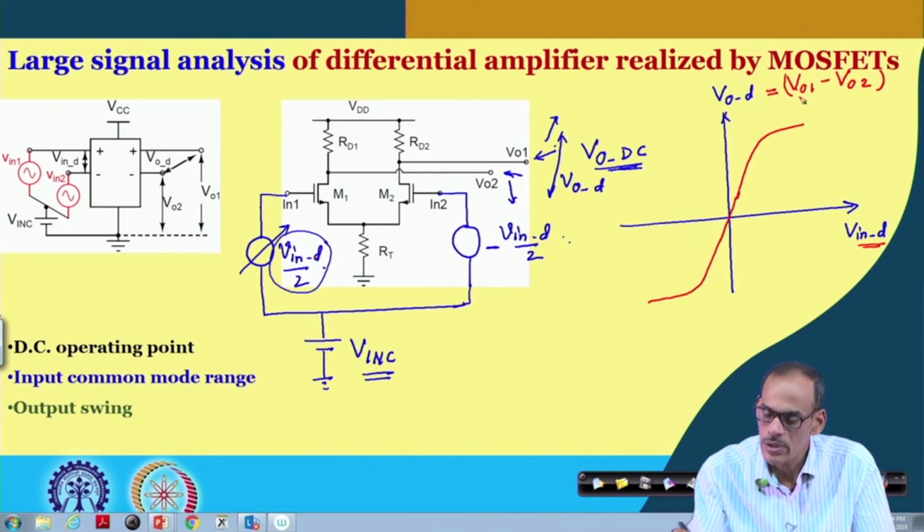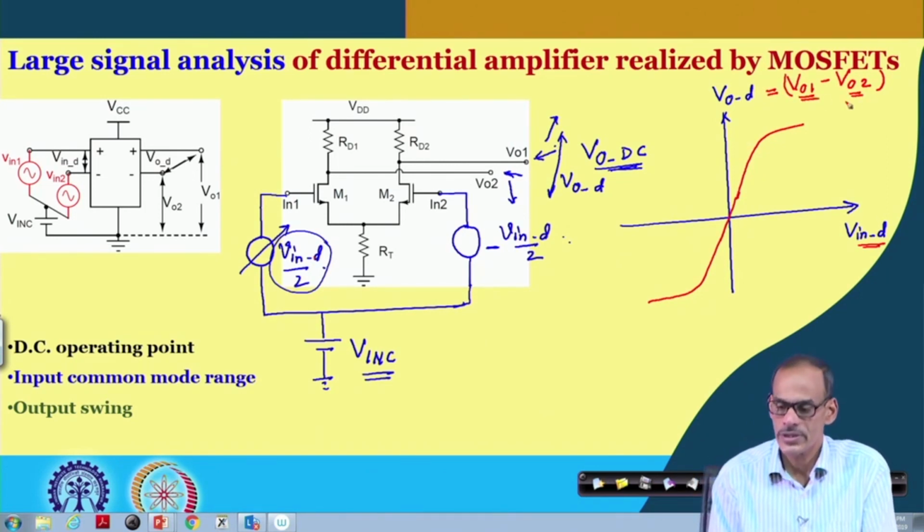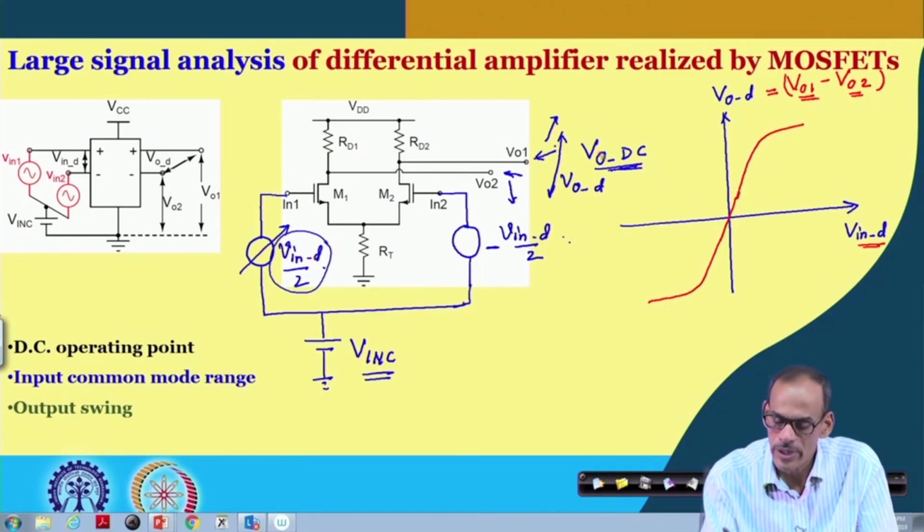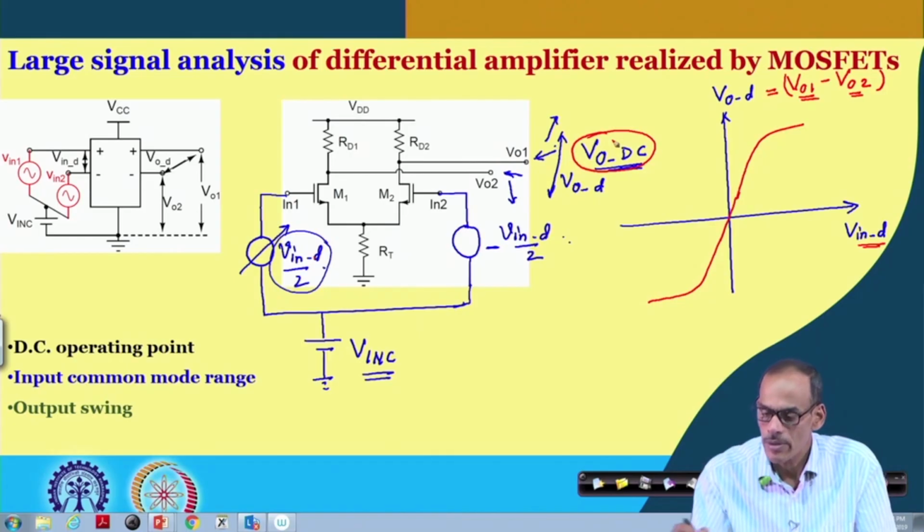Note that this VO1 and VO2 represent large signal voltage. Both of them have the same DC voltage of VODC, but once we subtract, that gets removed. So, the range of this VOD is in fact positive and negative. This is the 0 level, this is positive and this is negative. The same thing applies for V in.